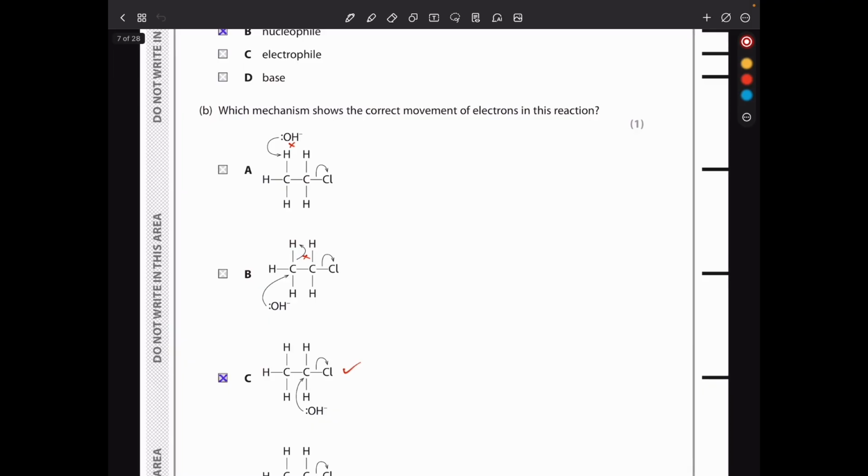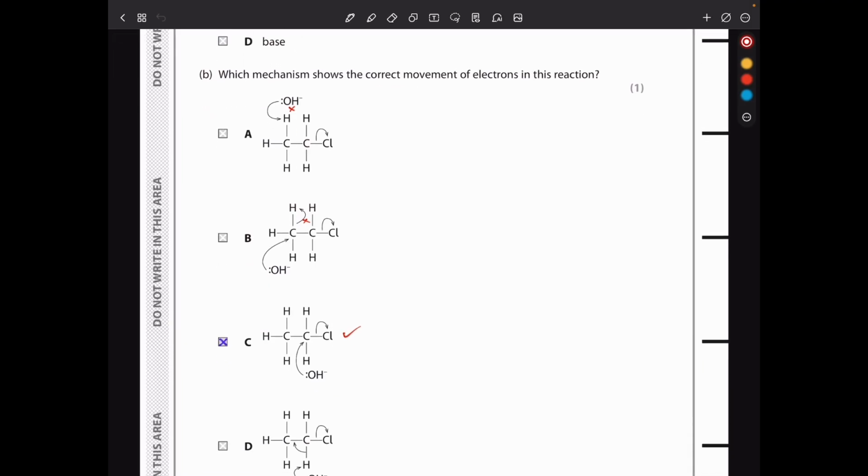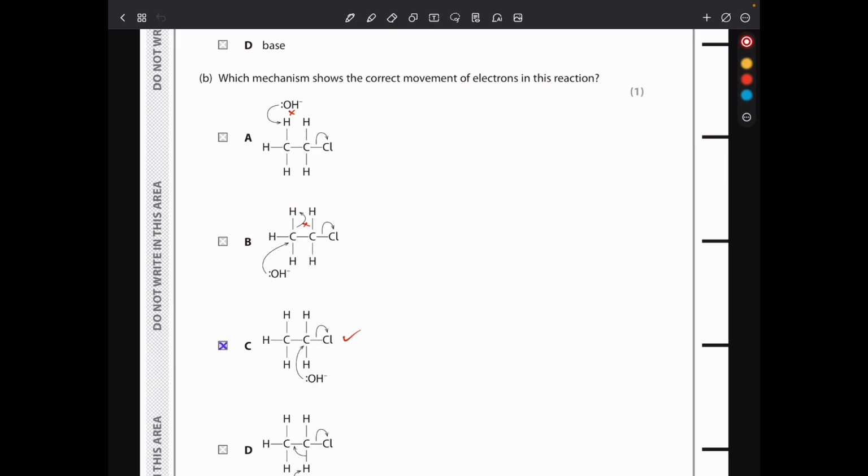In part B, which mechanism shows the correct movement of electrons in this reaction? Because this is a substitution reaction and not elimination, the OH gives electrons to the electron deficient carbon, so this is wrong. This one here is wrong as well.